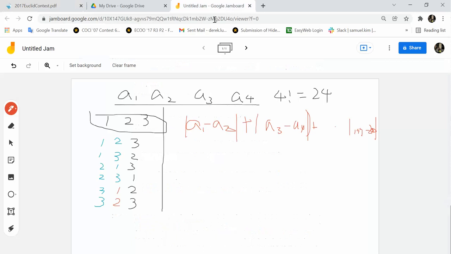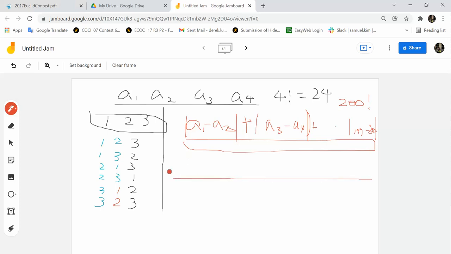So this permutation, obviously the perfect permutation, will be 200 factorial. Total permutation with 200 factorial, right? So everything we have together, add up. This is the total here, right?